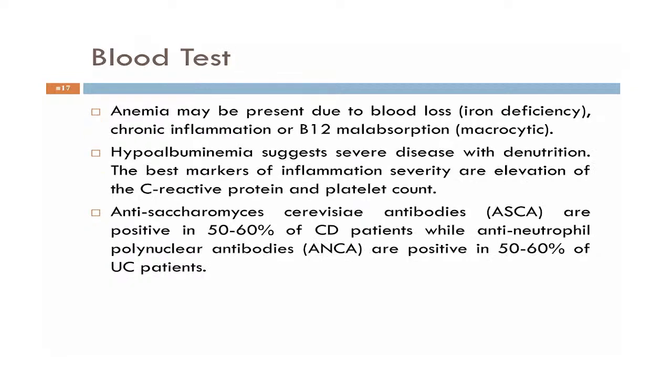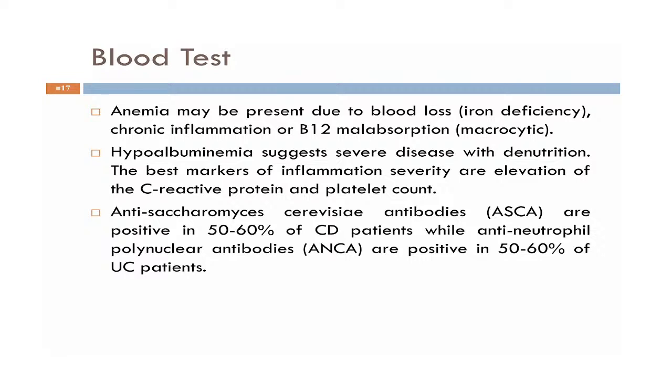Now, blood tests. What blood tests should you do in inflammatory bowel disease? First will be to diagnose the presence of anemia. Okay, now this anemia can be present due to iron deficiency or B12 deficiency. It can be microcytic or macrocytic. Then there could be the presence of hypoalbuminemia, which suggests severe disease. The best marker of inflammation severity is elevation of CRP.